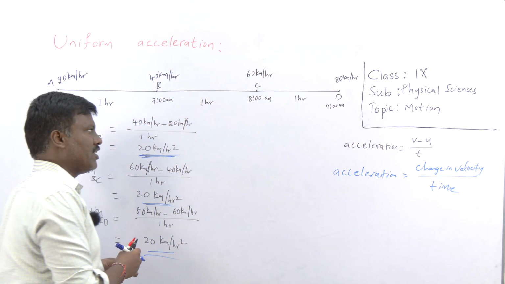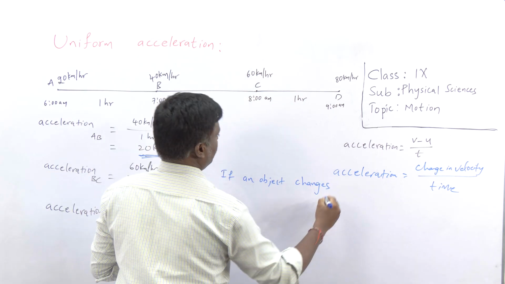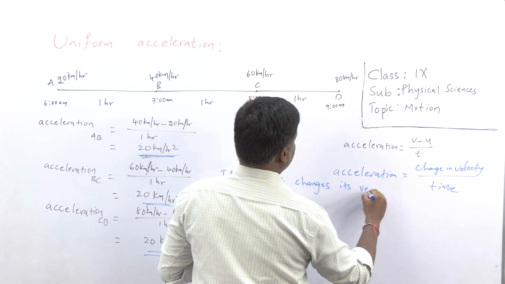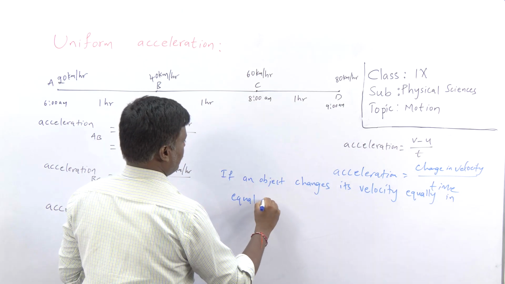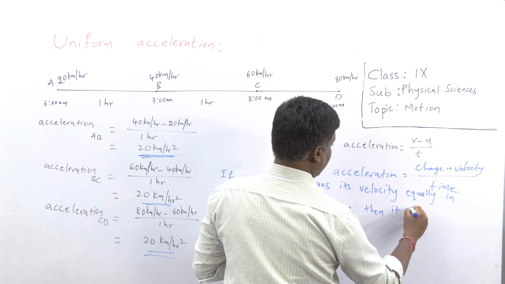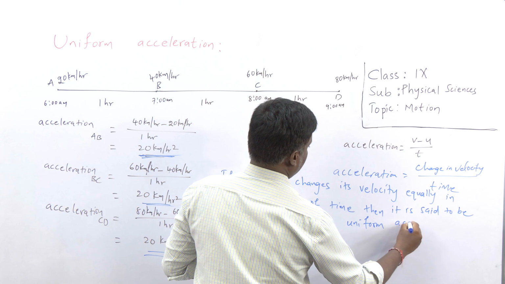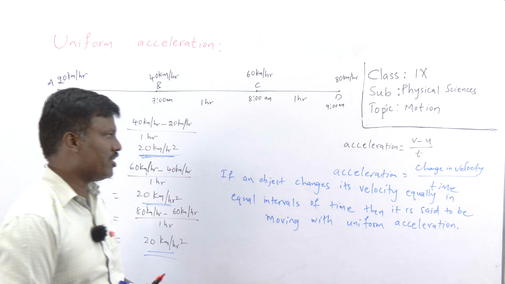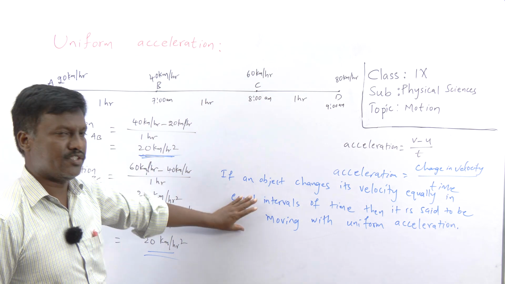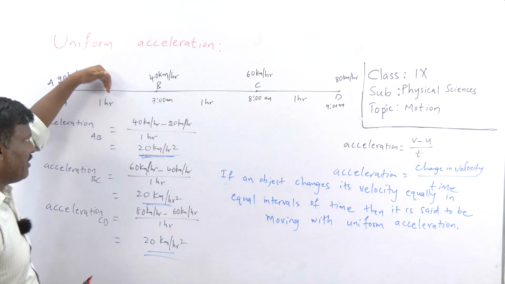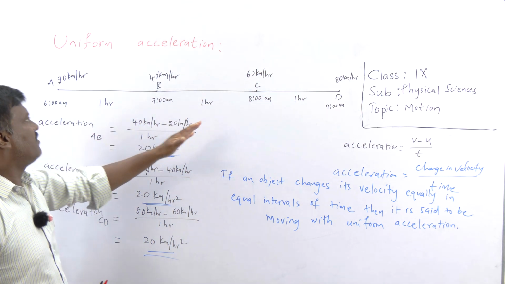So what is the definition of the uniform acceleration? If an object changes its velocity equally in equal intervals of time, then it is said to be moving with uniform acceleration. This is the uniform acceleration definition. Acceleration is same because every time same speed changes, same velocity changes in same intervals of time.